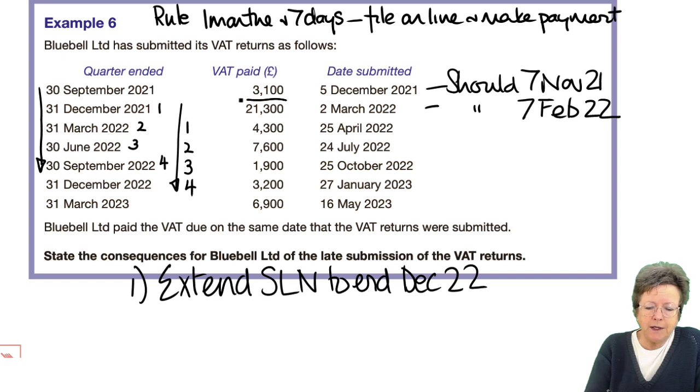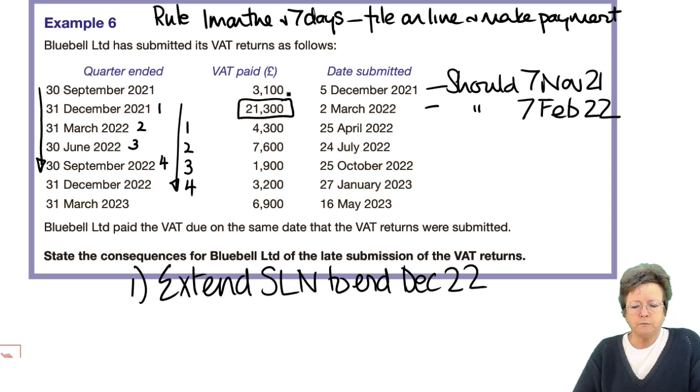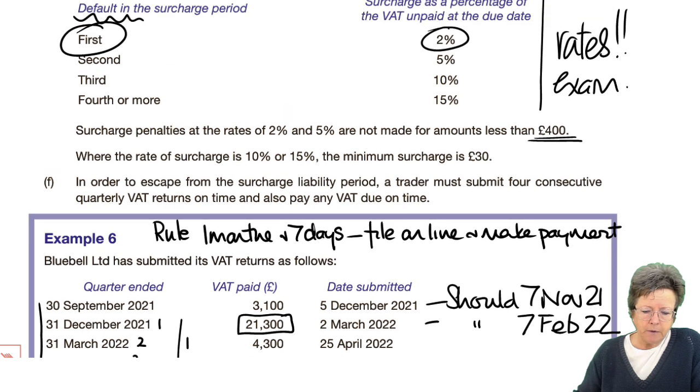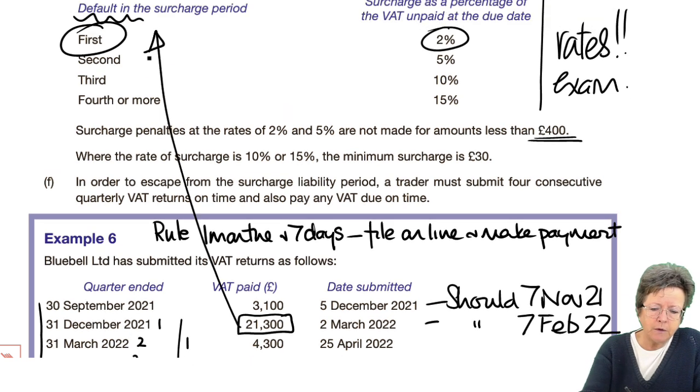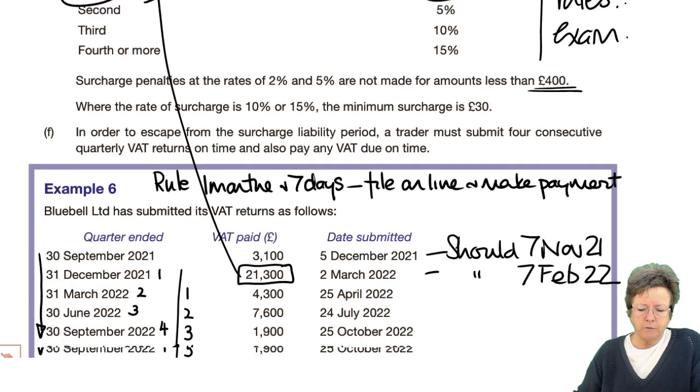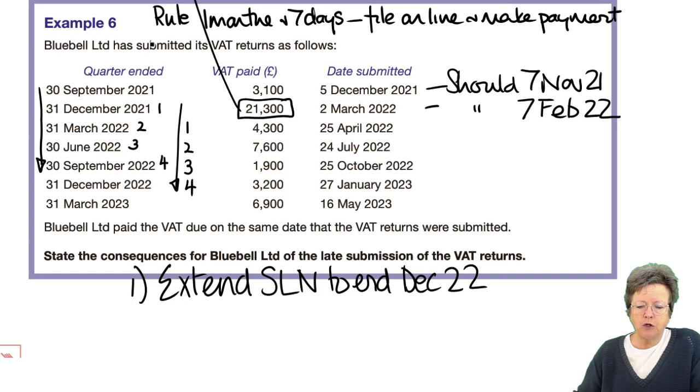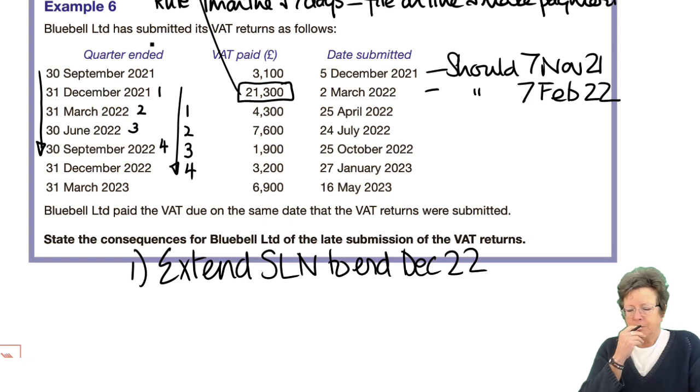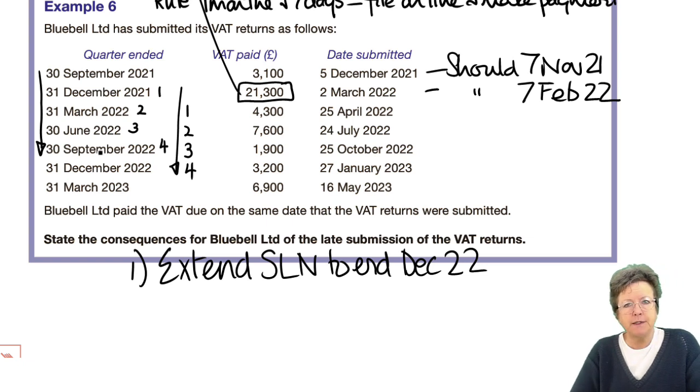Now, this VAT was not paid. Therefore, there will be, I'm just going to move the page up, a surcharge of 2%. A 2% surcharge will be added to that. Okay. 31st of March, this isn't going well. 31st of March should be paid by 5th of May. Hooray, they paid it on time.